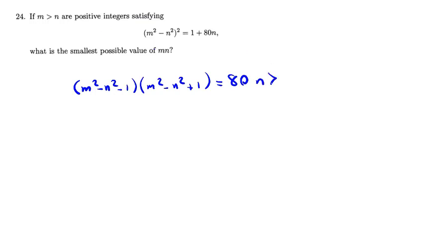So there are positive integers, so it's positive. And here we can say both of them are positive or negative, because m is greater than n, so it is positive. It is positive, we are sure. It must also be positive.